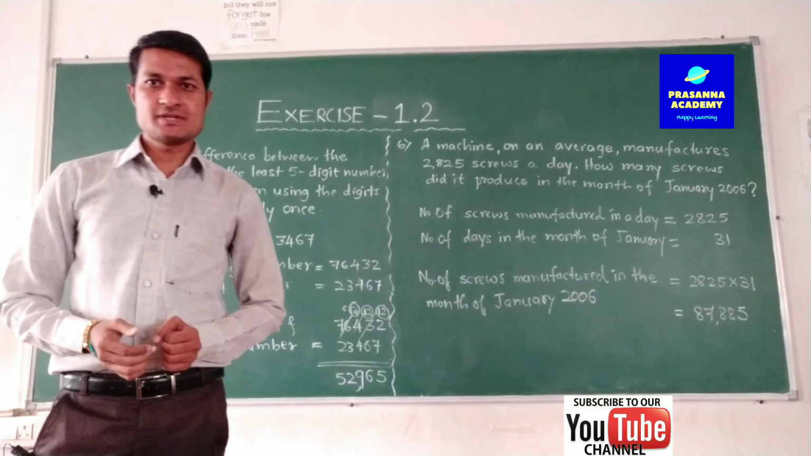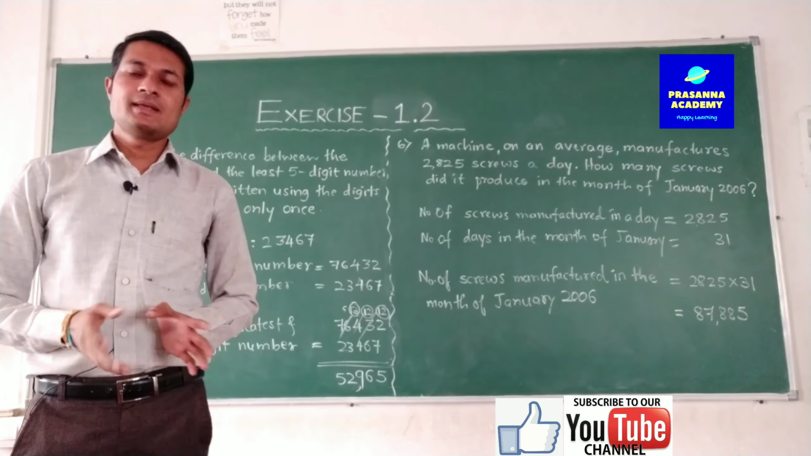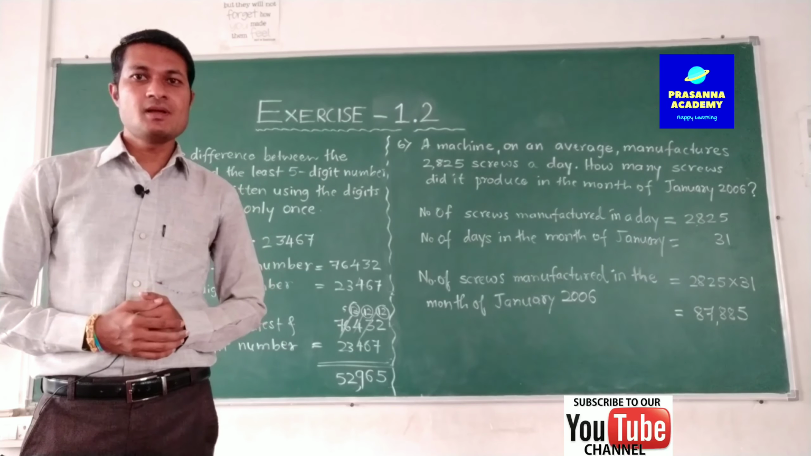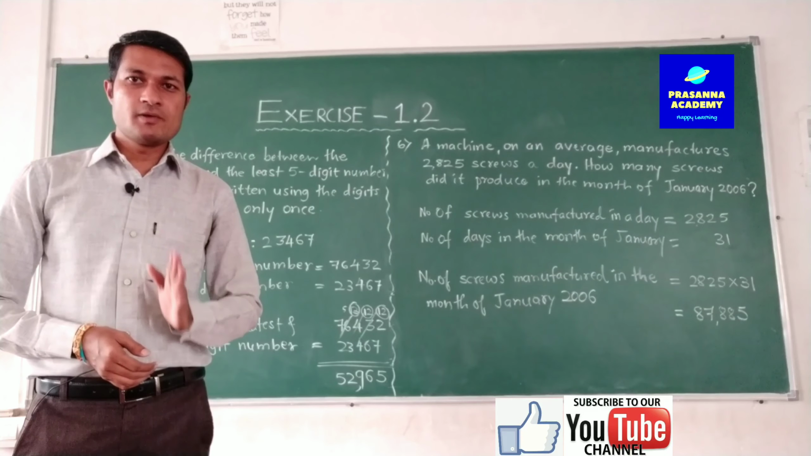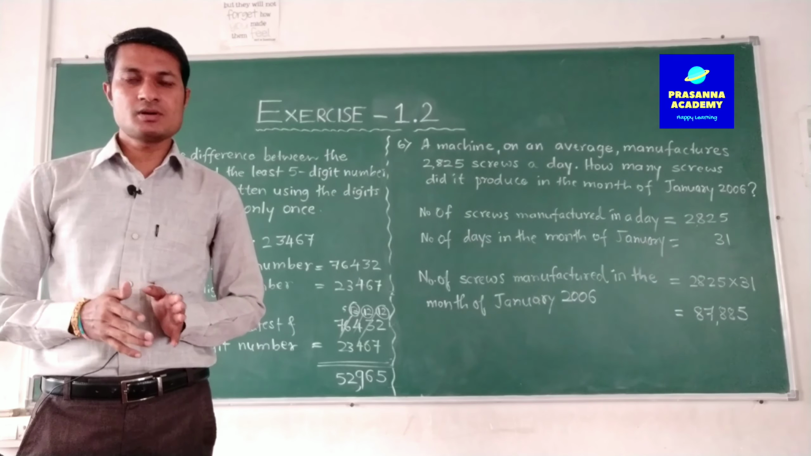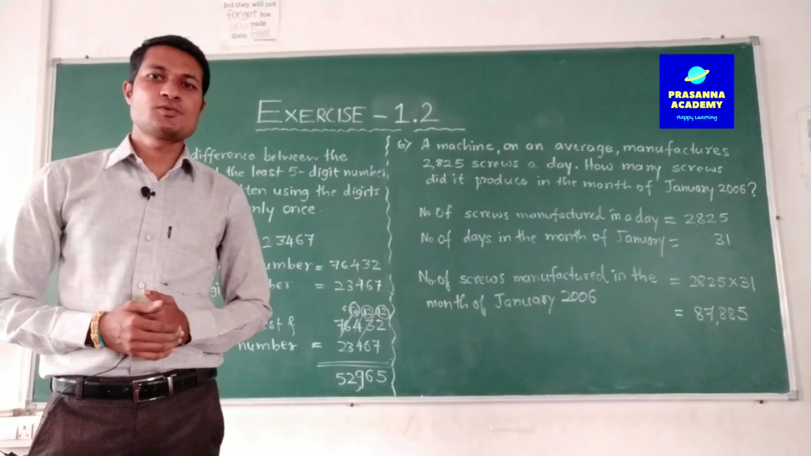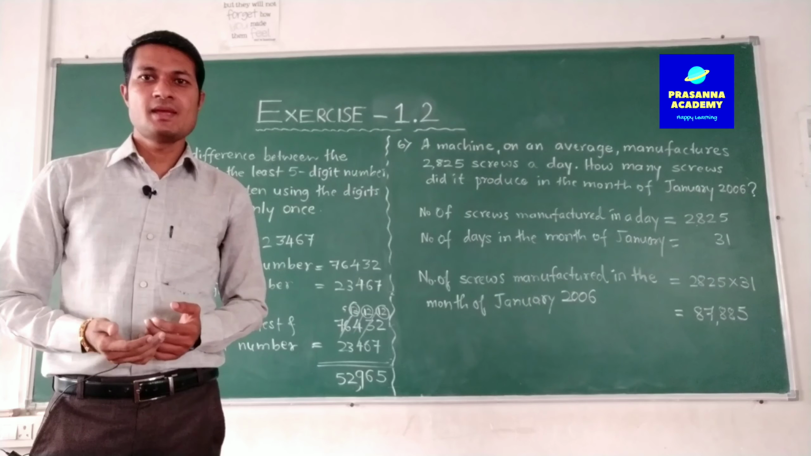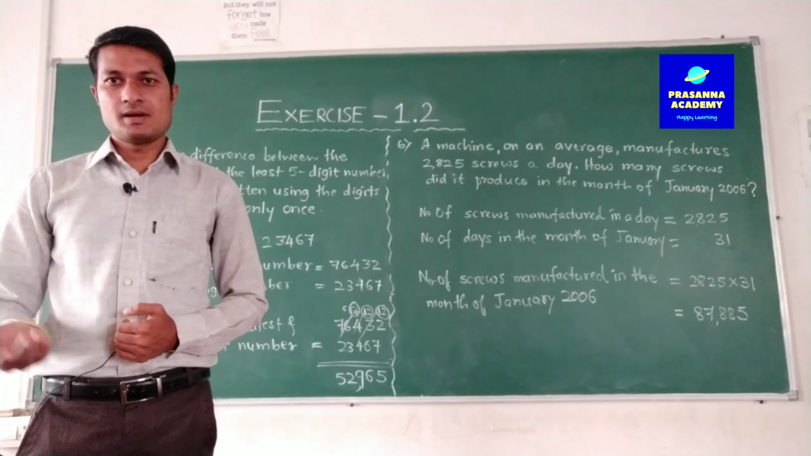So the meaning of the question is very simple. They have given some digits and we need to make the largest 5-digit number and the least 5-digit number using those digits only once. Means we are not permitted to use those digits a second time. So let us try to arrange them in any arrangement, be it ascending order or descending order.